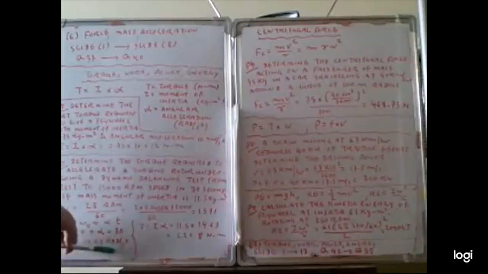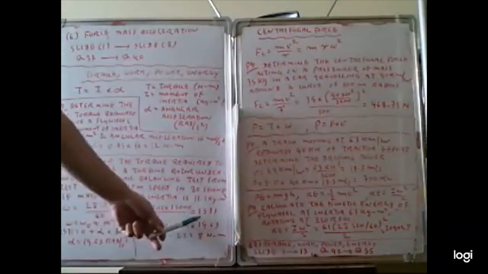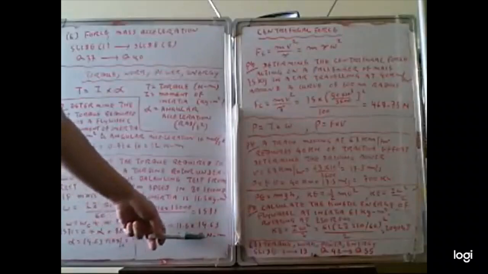So omega equals omega 0 plus alpha t. The final omega is 1571, omega 0 is 0, and time is 80 seconds. So from here you get alpha as 19.63 radian per second square. Torque equals moment of inertia multiplied by angular acceleration. So 11.5 multiplied by 19.63, and you get 225.8 Newton meter. So this is the calculation of the force, the torque, and the moment of inertia.